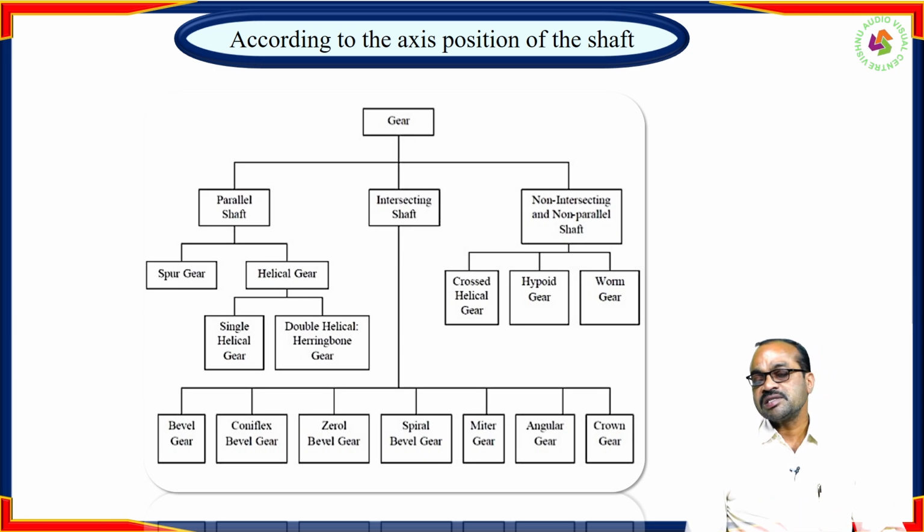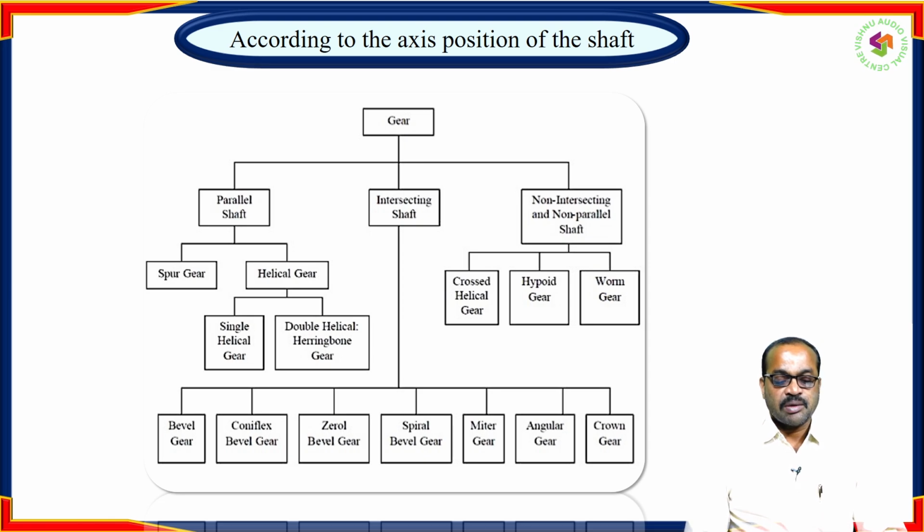The second one, intersecting shaft, is the bevel gear. It is a right angle placement of the shaft. That is why we call it an intersecting shaft. The third category is non-parallel, non-intersecting. That arrangement is called worm gears. Worm and worm wheel, also we can say.